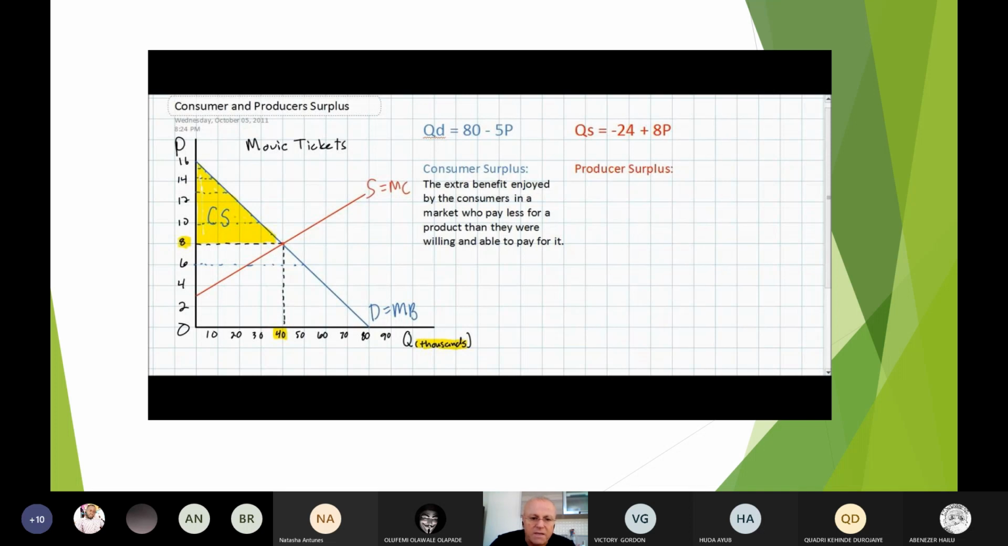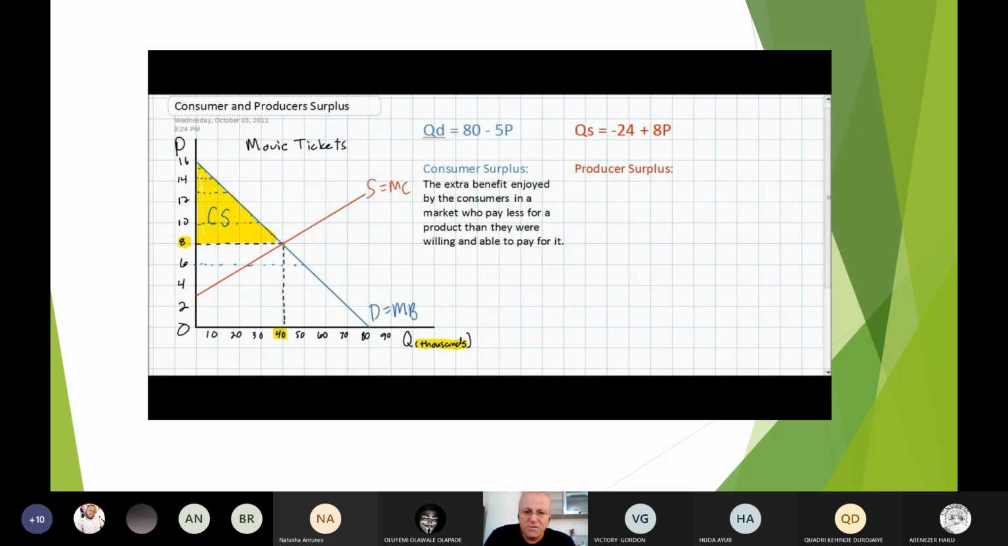And when you want to calculate this, you first have to find QD, which is equal to 80 minus 5P, and the so-called supply curve, which is minus 24 plus 8P. If you equalize these, you will find the P equilibrium and Q equilibrium. When you find them, P equilibrium is 8 and Q equilibrium is calculated as 40.